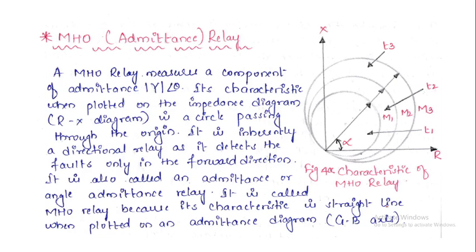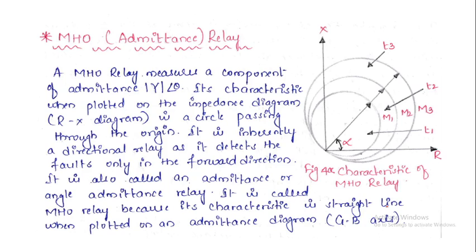Next, we will move on to the Mho relay, another type of distance relay which is again used for the protection of the transmission line. The term Mho comes here; another name for this is admittance. Okay, so the Mho relay measures a component of admittance, that is Y at an angle theta, magnitude as well as angle. Its characteristic when plotted on the impedance diagram, that is the RX diagram, is a circle passing through the origin. It is inherently a directional relay as it detects faults only in the forward direction.